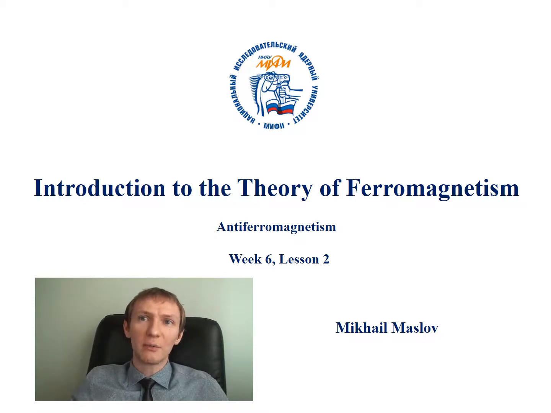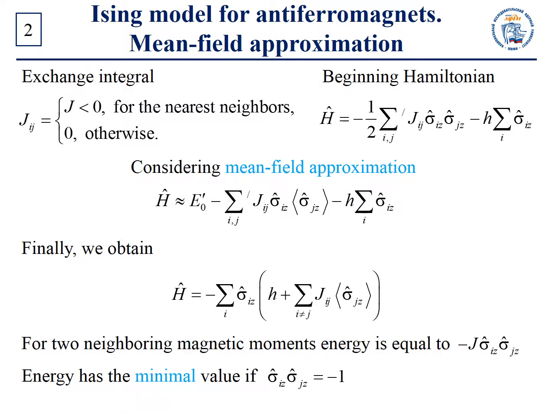There are too many mathematical manipulations in this lesson, so I recommend performing these manipulations independently for better understanding. Again, denote Jij as J, which is less than 0 for the nearest neighbors, and Jij is equal to 0 for other magnetic moments. The beginning Hamiltonian will have the same form. Considering the mean field approximation, rewrite it in the following way.